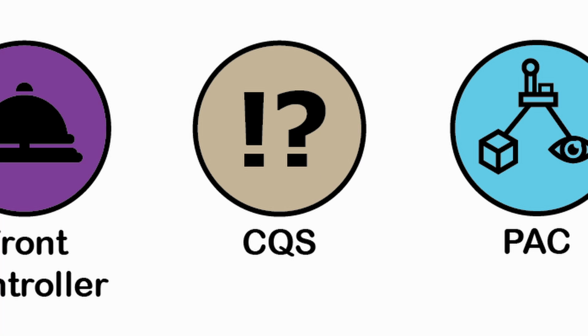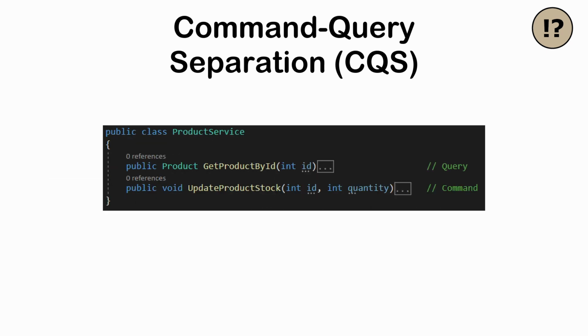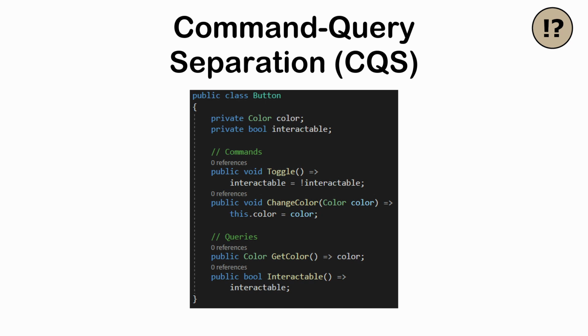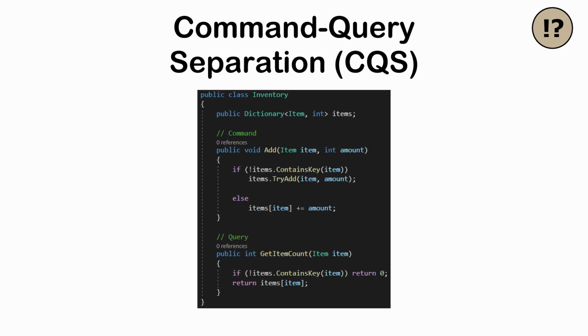Command Query Separation, or CQS. A principle that separates methods into commands that change state and queries that return data, ensuring each method does one or the other but not both. Used in applications where clarity and separation of concerns in UI behavior are important. It's particularly helpful in ensuring predictable state changes and enhancing testability. However, it can also lead to more verbose code and boilerplate, especially for simpler applications.